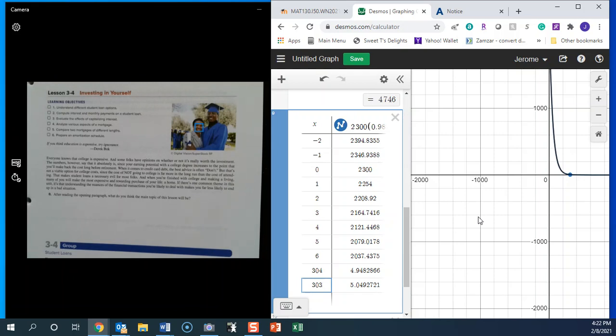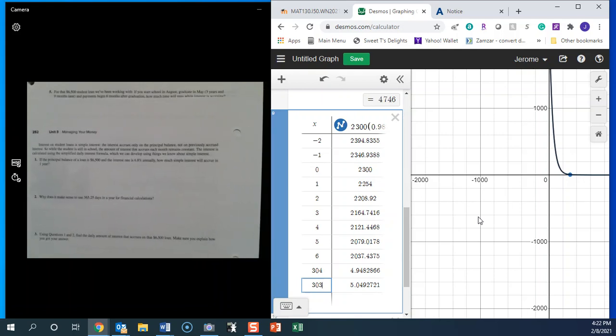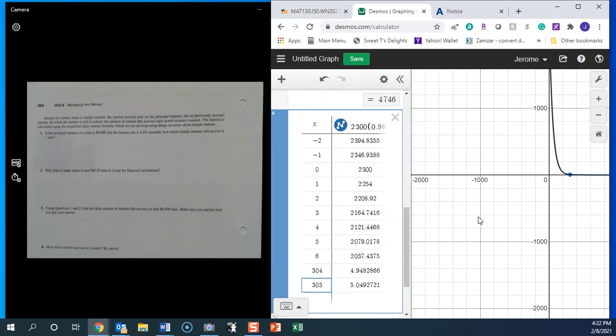Our learning objectives are to understand different student loan options, to compute interest and monthly payments on a student loan, to evaluate the effects of capitalizing interest, analyze various aspects of a mortgage, compare two mortgages of different lengths, and to prepare an amortization schedule. All right. Let's go here to page 252.